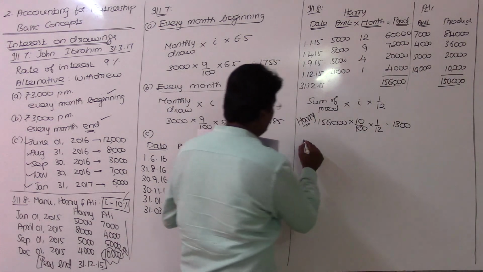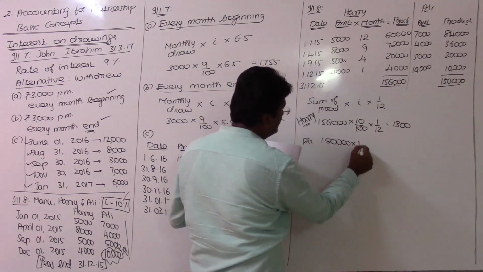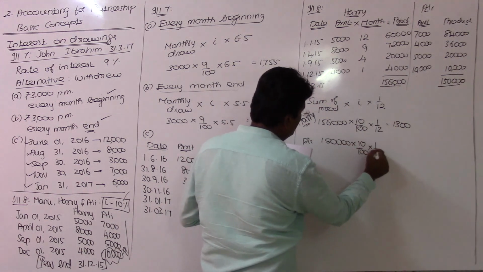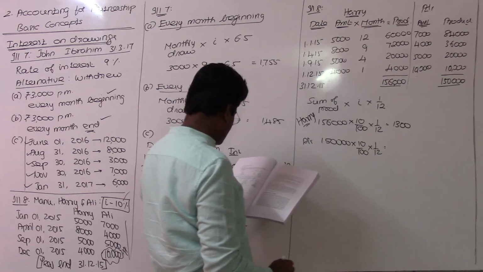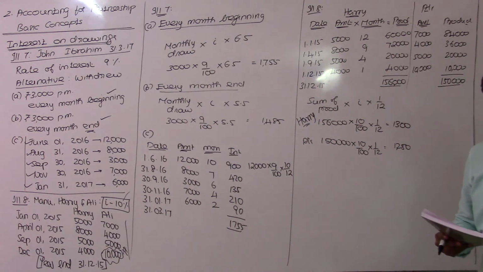For Ali, I am going to repeat the same process here. So 1,50,000 rupees into 10%. Don't forget to multiply with 1 by 12. The final answer in this case is 1,250. We got it right. I hope you could now understand.